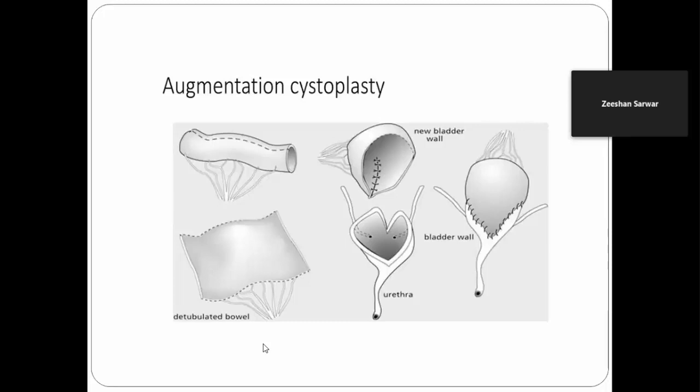This is the augmentation cystoplasty. In this, we can see the bowel segment has been taken and it is detubularized, and the new bladder wall is formed just with this segment of the bowel, and the bivalved bladder is augmented with this part of the bowel. This is small intestine. Most probably we take small intestine.